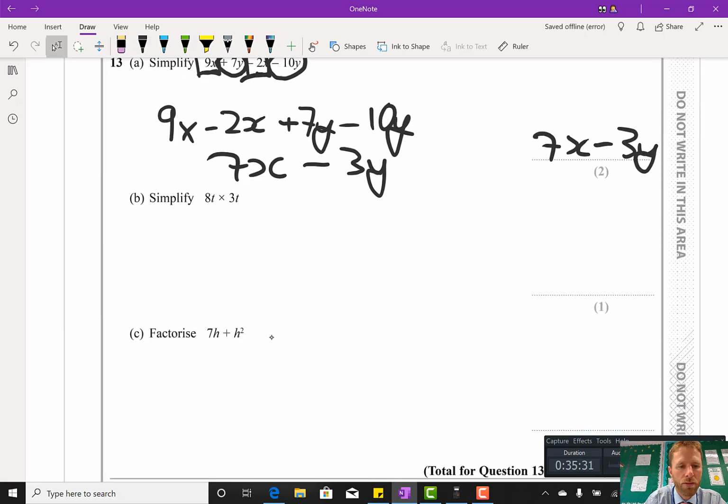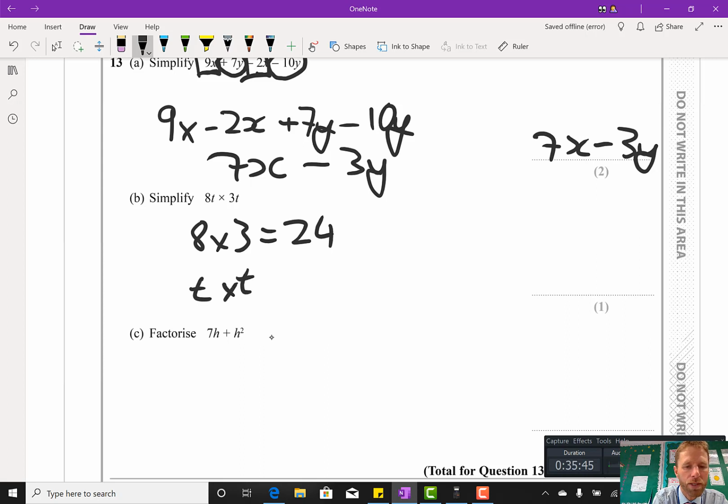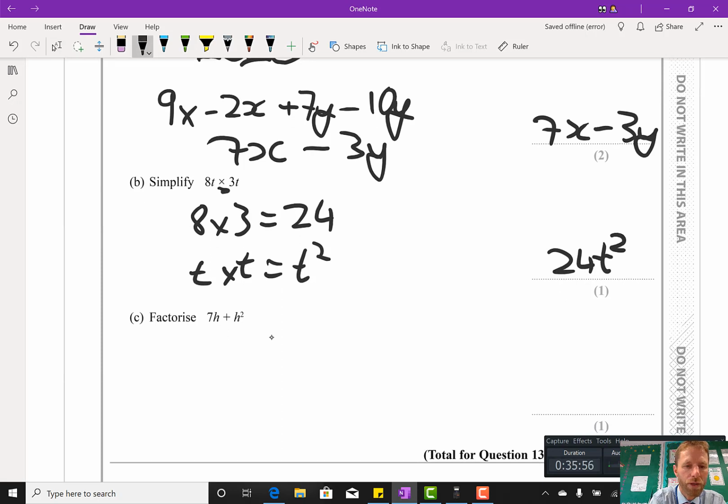8t multiplied by 3t. This is where we separate that we've got two things. We have integers to multiply and we have letters to multiply. So 8 multiplied by 3, t multiplied by t, anything multiplied by itself is squared. We have 24t squared. Follow the multiplication symbol, very, very important.